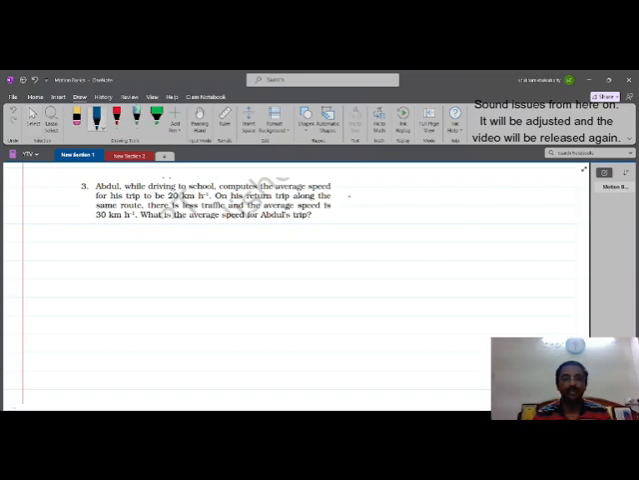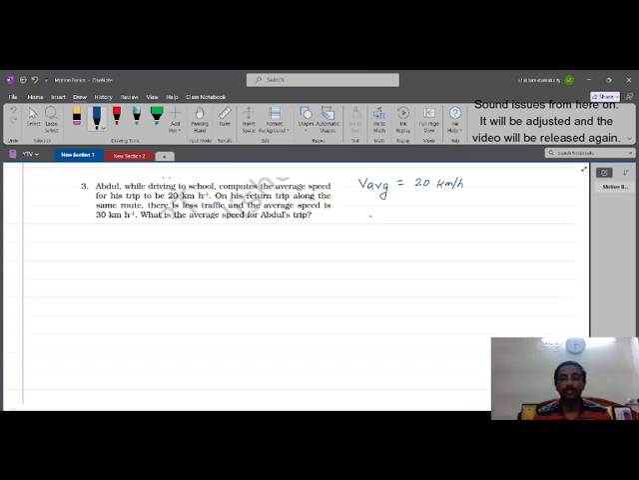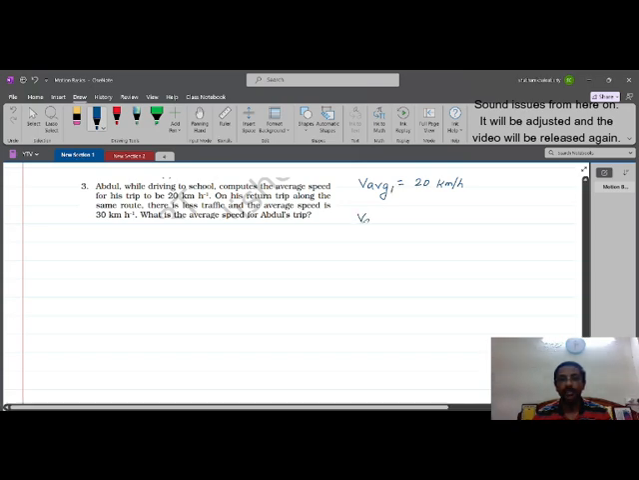Now, moving on to the final question for the day, we have Abdul, while driving to school, computes the average speed for the trip. So the V average is 20 kilometers per hour. On his return trip along the same route, there is less traffic, so we have got two average speeds. Let's call them V average 1 and V average 2. And V average 2 is 30 kilometers per hour.